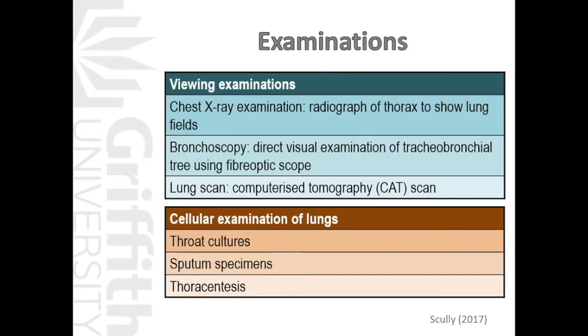So some of the examinations, again, you will probably have heard of X-rays and CT scans, which are on there. So the bottom one there within the cellular examination of the lungs is thoracentesis. So this requires perforation of the chest wall to aspirate some fluid, and this might be to obtain a collection, a specimen to send off for diagnostic purposes, or it might be for a therapeutic benefit.